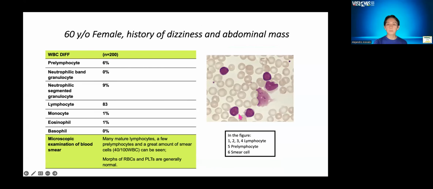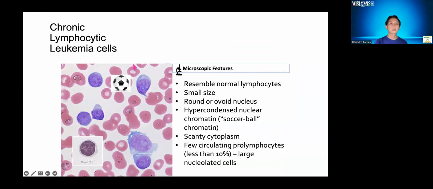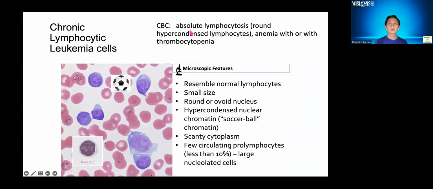So as you can appreciate in this picture, you have a dense population of small, monotonous, round lymphocytes with condensed nuclei, and some larger cells that have prominent nucleoli, which are known as your prolymphocytes. And below your prolymphocyte is actually a smudge cell or a smeared cell. Your classic or typical chronic lymphocytic leukemia, or CLL, typically presents with absolute lymphocytosis, oftentimes with anemia, with or without thrombocytopenia.